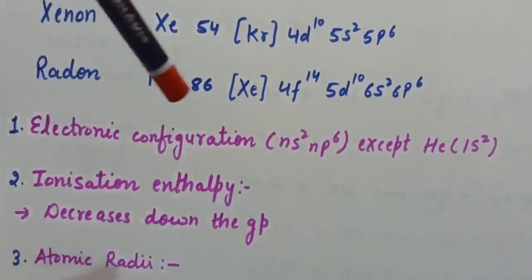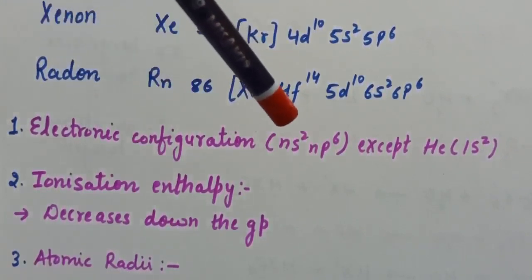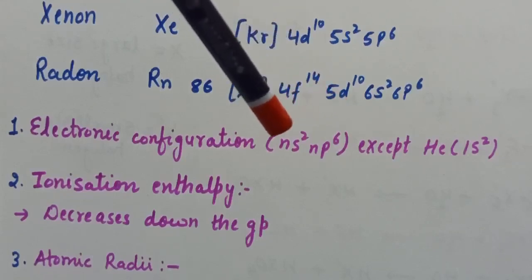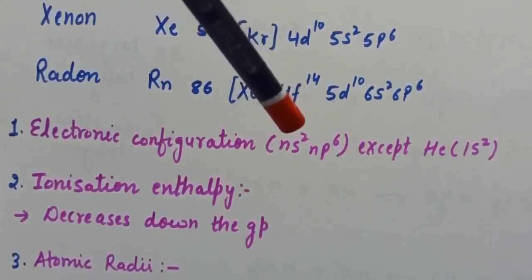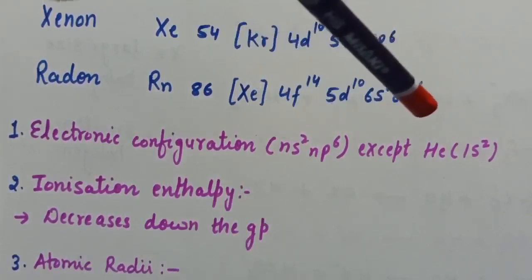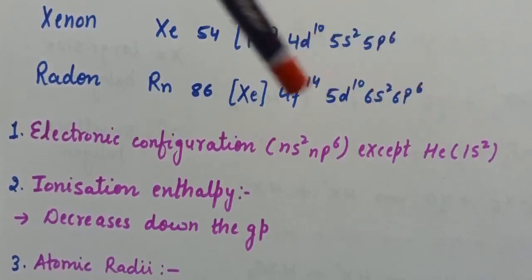First is electronic configuration. Group 18 elements have the valence electronic configuration ns2 np6, that is, all the noble gases have 8 electrons in the outermost shell except helium. For helium, the electronic configuration is 1s2.